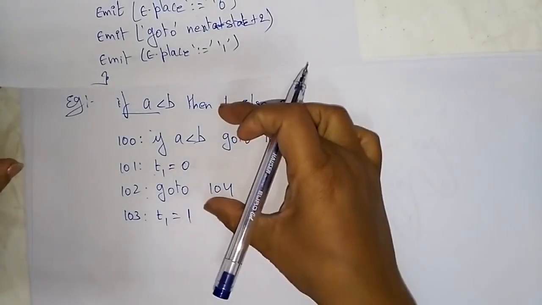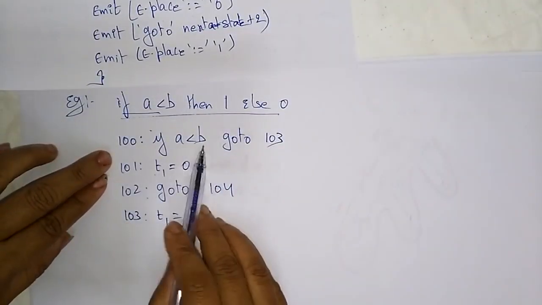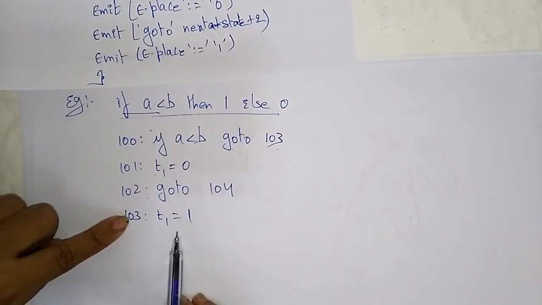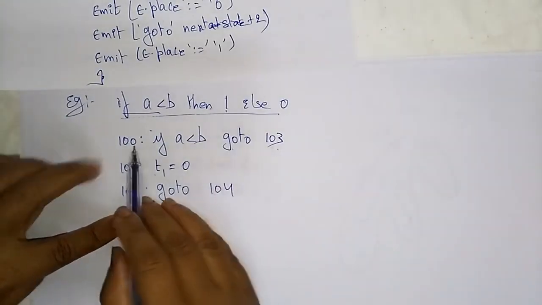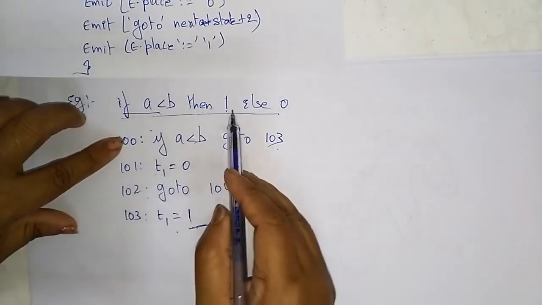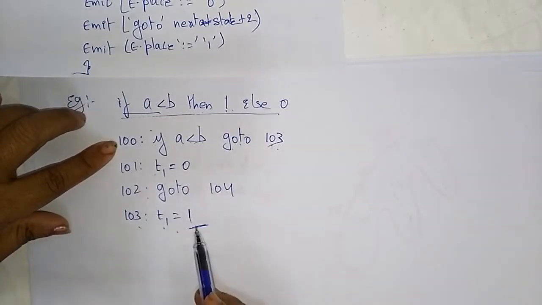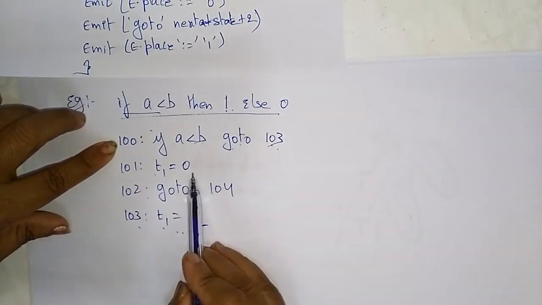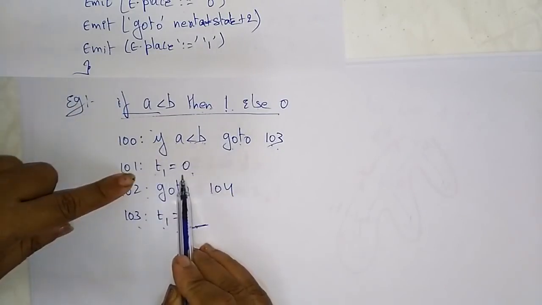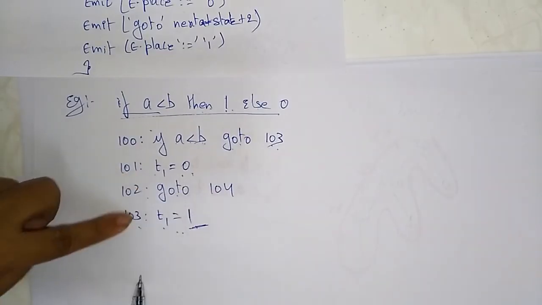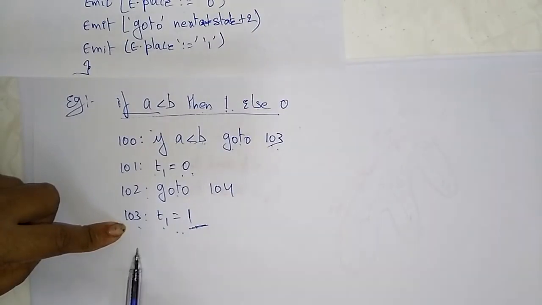Okay, so this is how you have to do it, whatever the expression they give. If A less than B, go to 103. So 103, what is the value here? T1 is equal to 1. Is the solution correct? If A less than B, then print 1. If A less than B, go to 103. What is 103? 103 is holding 1. So correct. Otherwise 0. If A is not less than B, it just prints T1 is equal to 0 and goes to 104. Means the statement is false and it jumps to 104.